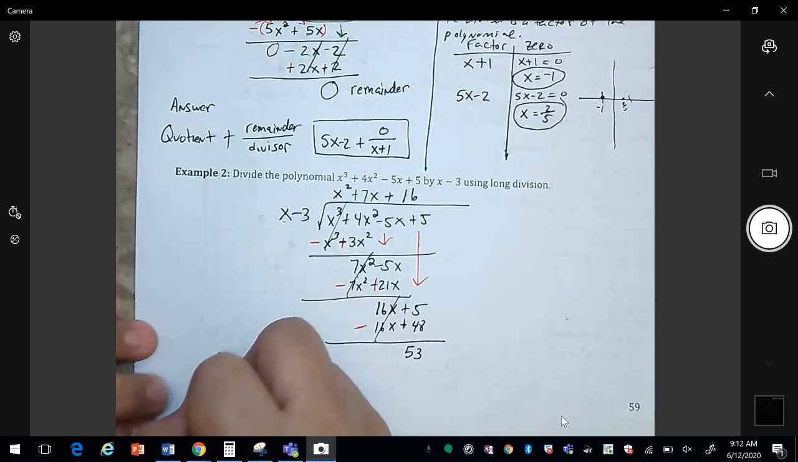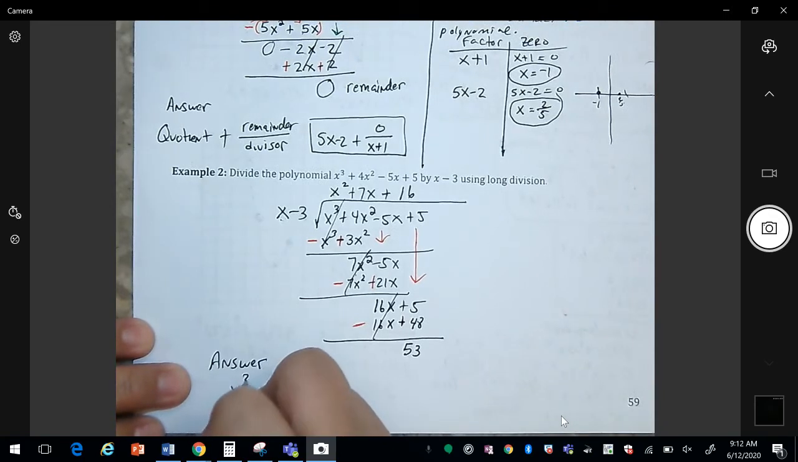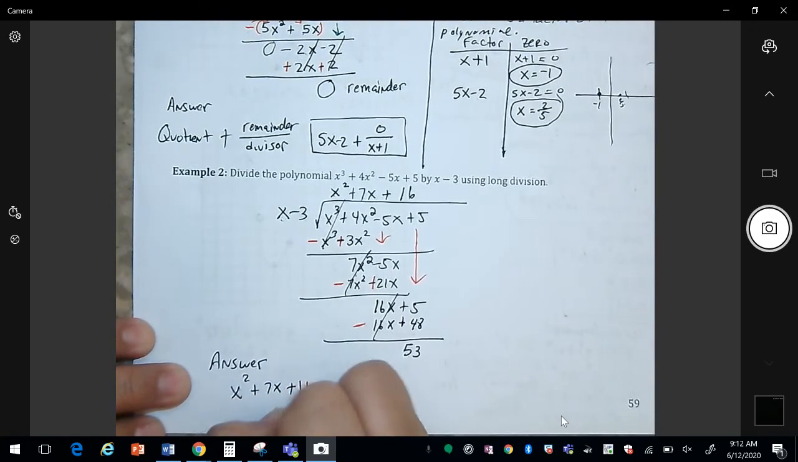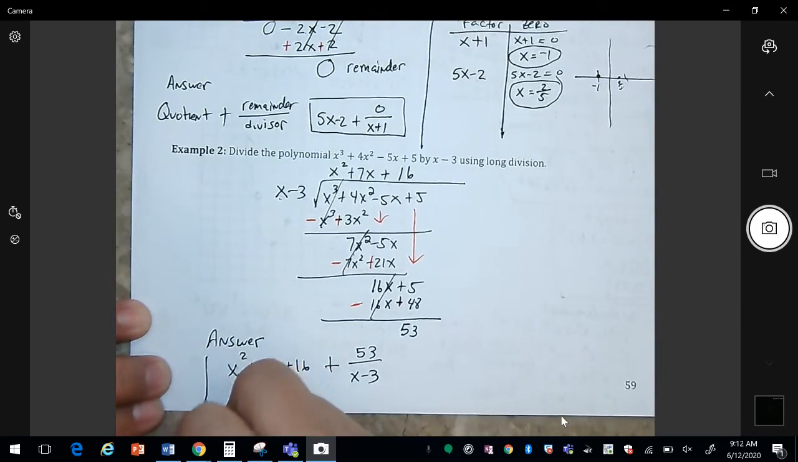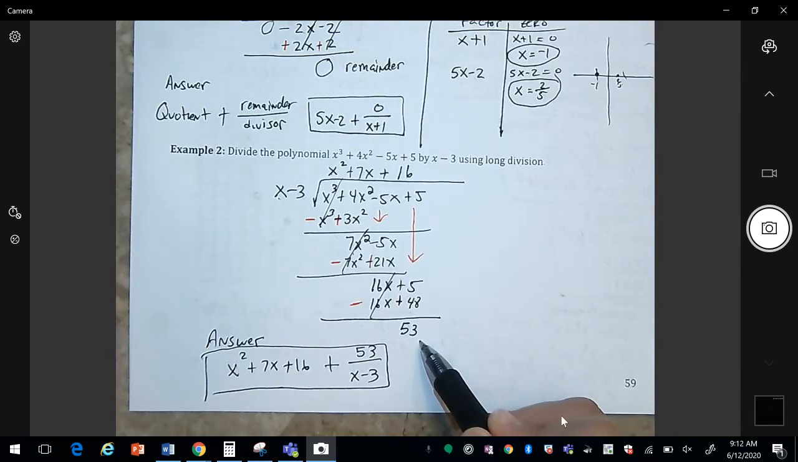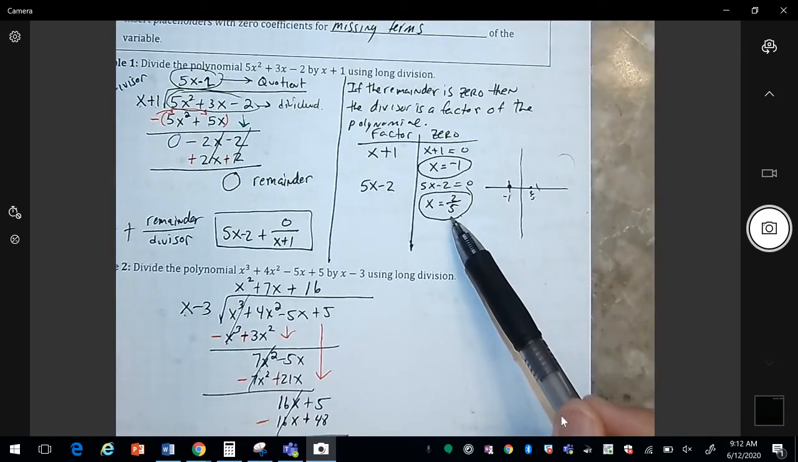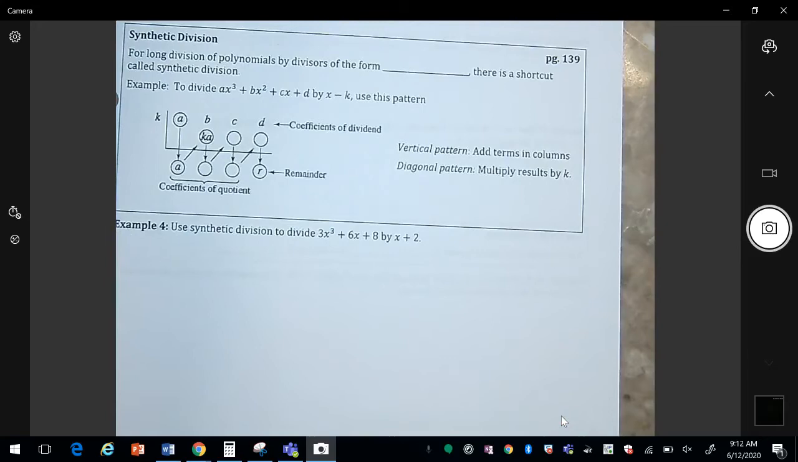So our answer is our quotient, which is x squared plus 7x plus 16 plus the remainder of 53 divided by our divisor. Since we didn't get the remainder to be 0, we cannot find the actual zeros. Go to the next page. And let's divide one more.